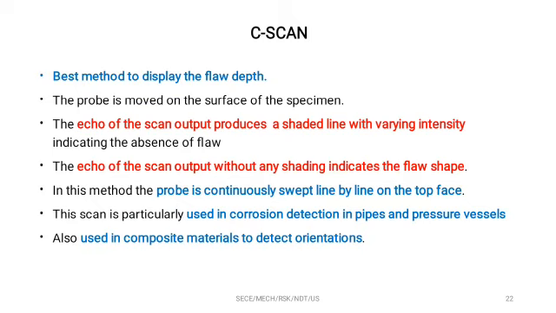C scan is considered to be the best method to display the flaw depth. As usual, the probe is moved onto the surface of the specimen, and the echo of the scan output produces a shaded line with varying intensity, indicating the absence of flaw. Whenever there is no flaw, it is represented as a shaded line. If there is absence of the shaded line, then it indicates that there is a flaw in the shape. In this method, the probe is continuously swept line by line on the top surface, and usually this method is employed in pipes and pressure vessels and also in composite material for determining its integrity.